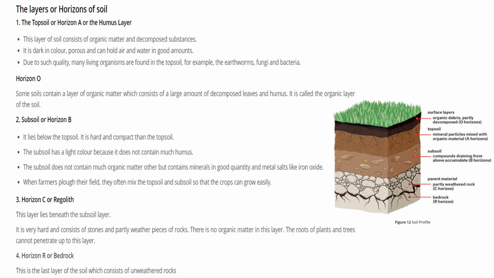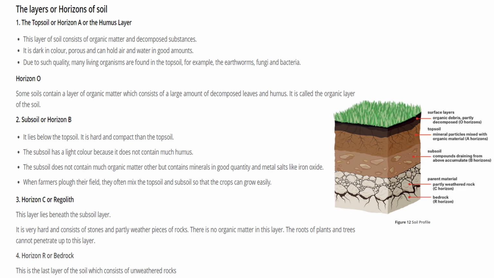So next is the layers or horizons of a soil. This isn't there in your textbook, but you can learn it for your knowledge. Okay, so first is the topsoil, or it is called horizon A or the humus layer. This layer of soil consists of organic matter and decomposed substances. It is dark in color, you can see here.